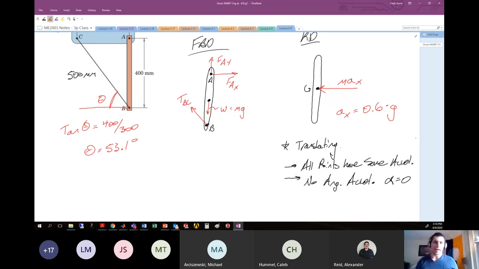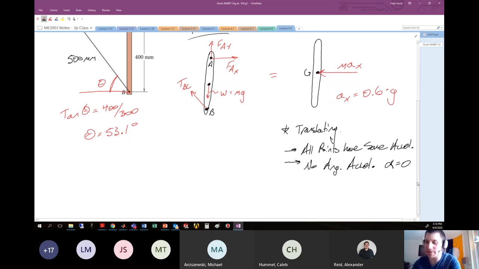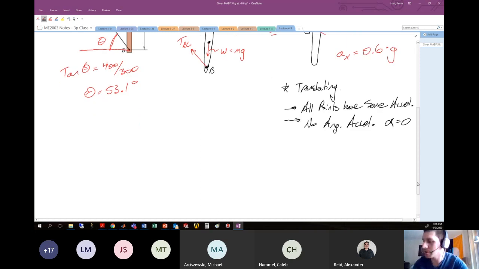Okay, so now I got my free body diagram. I got my kinetic diagram. Time for my kinetics equations. So we're going to equate these two guys. All right, the way that we equate that is by enforcing sum of the forces equals m a and sum of the moments equals I_G alpha. So first things first. Now we do our kinetics.